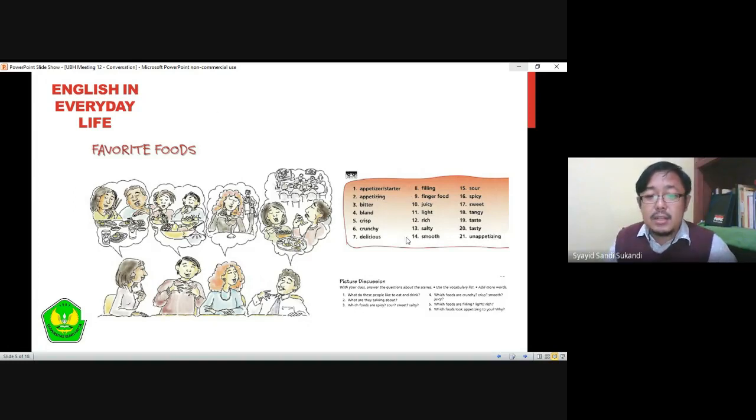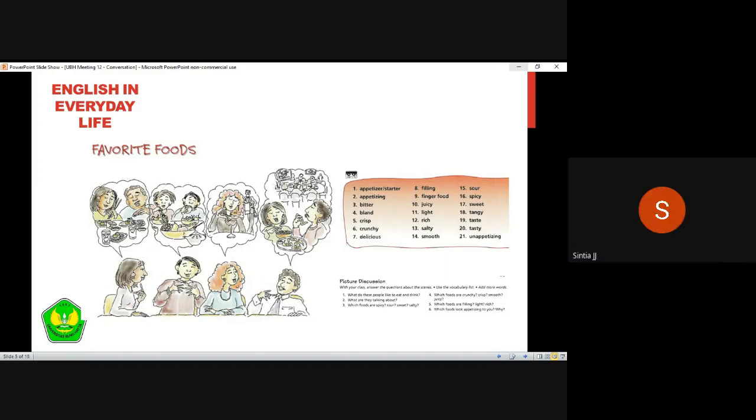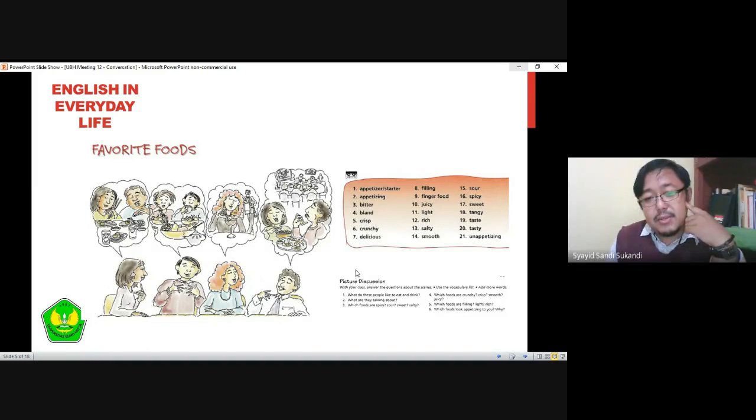Okay, now we start this conversation. Yeah, okay, the picture discussion number one. What do these people like to eat and drink? First, we need to see eat and then the drink. How many pictures they eat? Eat, drink, eat. Yeah, one drink. They like to eat. To eat what? What do these people like to eat and drink? These people like to eat.